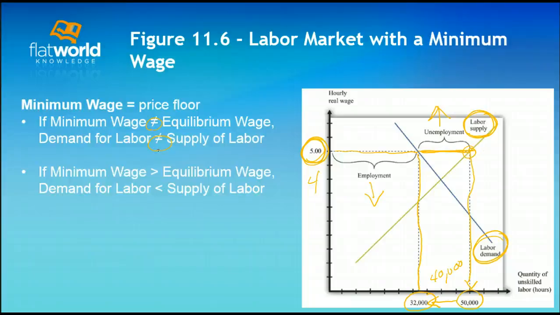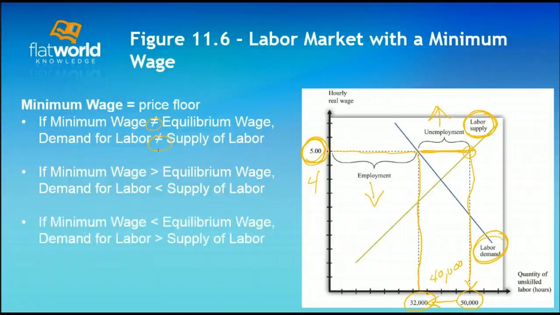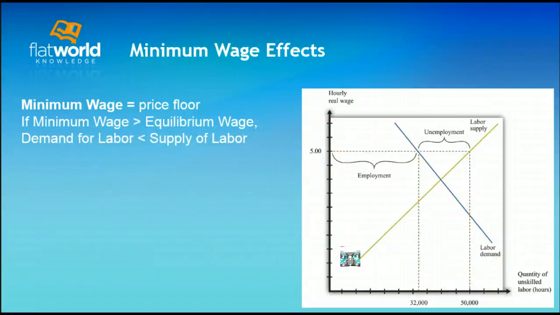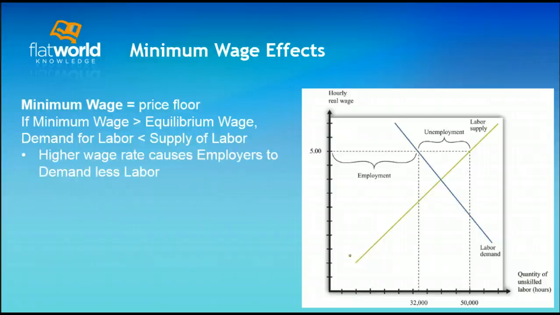Now, it's possible that the minimum wage could be set below the equilibrium wage, somewhere down in here, right? That would actually mean that the demand for labor would be greater than the supply for labor. Now, let's take the more likely situation, which is that the minimum wage is set at a rate that is higher than the equilibrium wage. The higher wage rate causes employers to demand less labor.